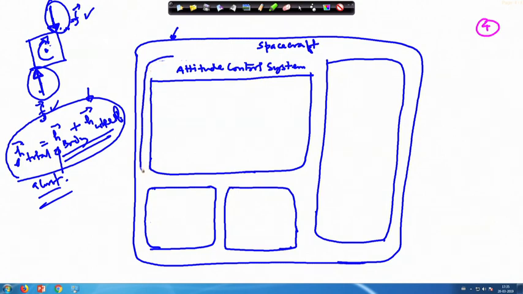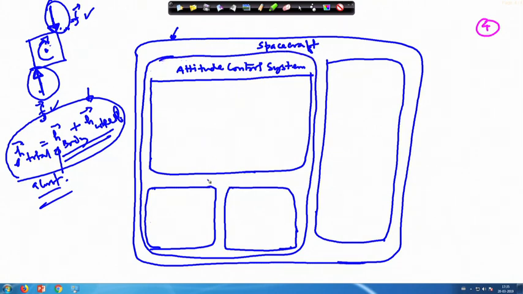And I make a box here. So, this whole thing is an attitude control system, and out of this, these are the subsystems. So, attitude control system, and then you have the momentum, angular momentum basically, angular momentum control system.